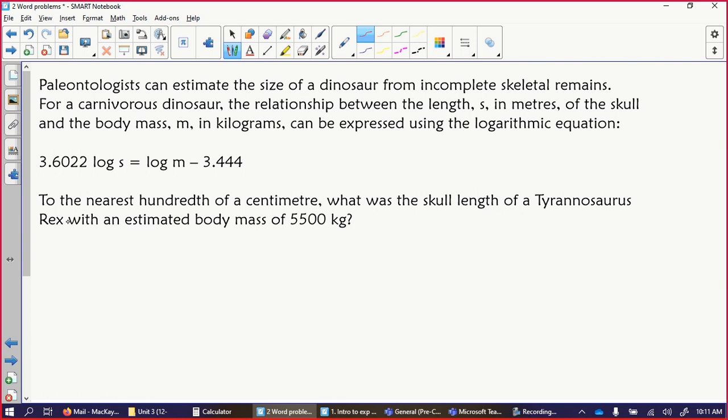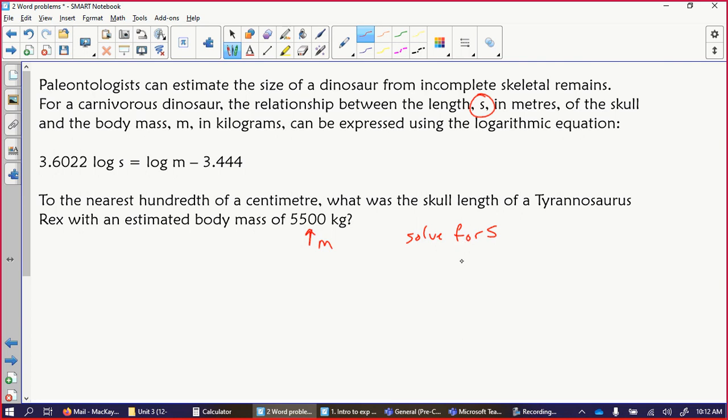Paleontologists can estimate the size of a dinosaur from incomplete skeletal remains. For a carnivorous dinosaur, the relationship between the length s in meters of the skull and the body mass in kilograms is expressed by the following logarithmic equation. To the nearest hundredth of a centimeter, what is the skull length? So we're looking for s of a Tyrannosaurus rex with an estimated body mass of 5,500 kilograms. So this is m solved for s. It looks like we have two logarithms.